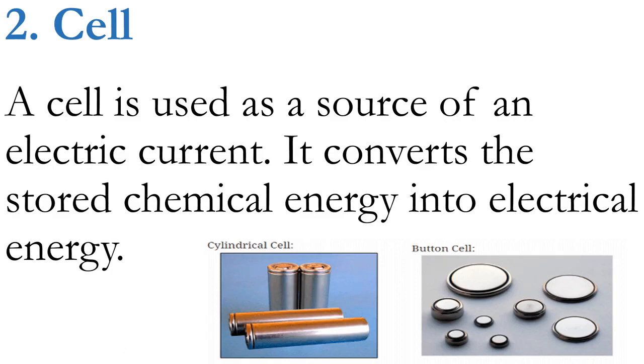After learning about switch, let us learn about the second component, a cell. A cell is used as a source of an electric current. It converts the stored chemical energy into electrical energy. Students, the shape of cells can vary as per the purpose. Some of them are cylindrical and some are button shaped. The cylindrical cells can be used in remotes and some other devices, whereas the button cells can be used in calculators, watches, etc.